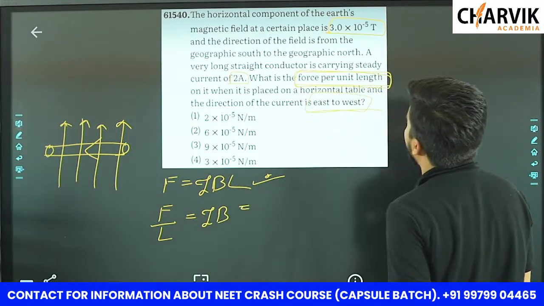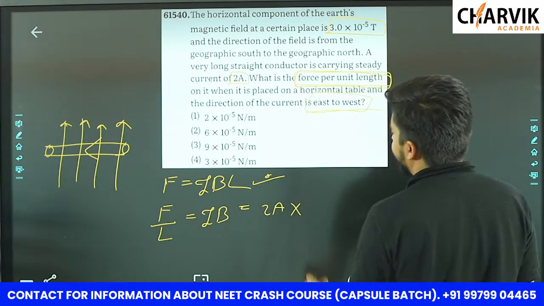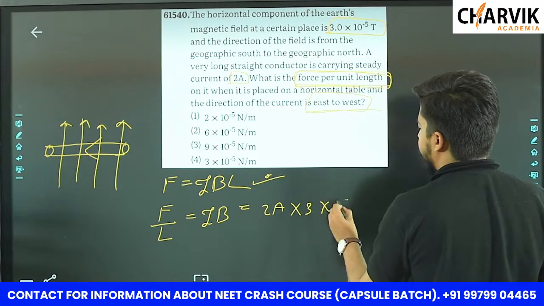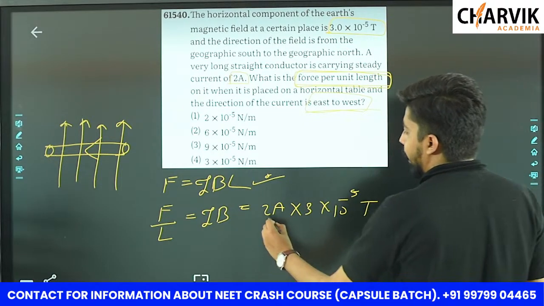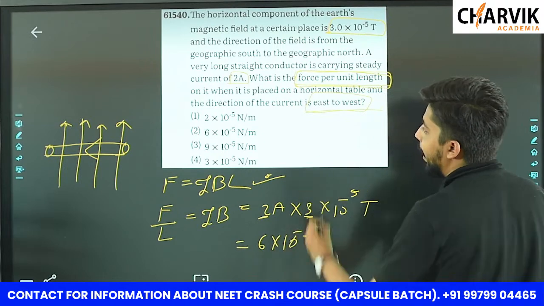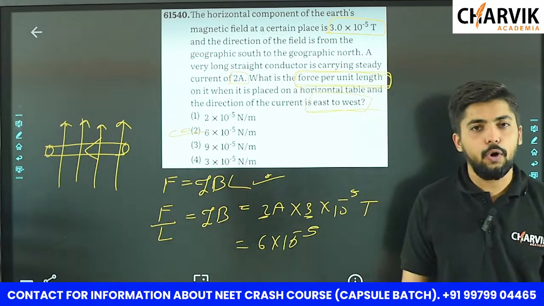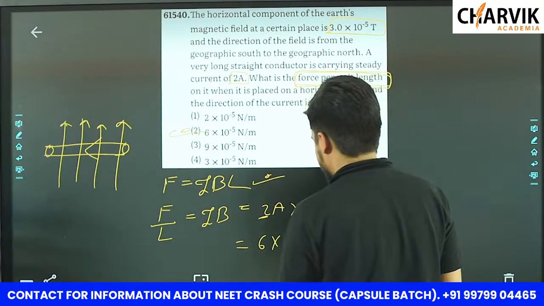Now, what is the value of current? It is 2 ampere, into the value of the magnetic field, which is 3 into 10 raised to minus 5 Tesla. So your answer, 2 into 3, becomes 6 into 10 raised to minus 5. 6 into 10 raised to minus 5 is given in the second option, which becomes your correct answer.